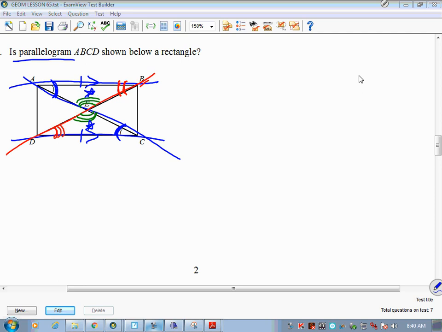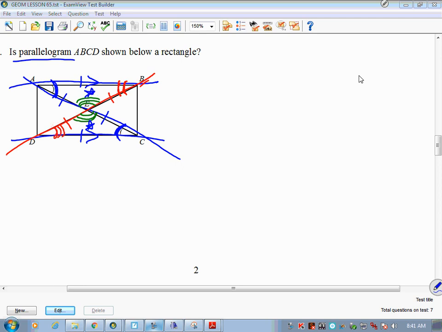And what's interesting about that is that now that I know that these two triangles are congruent, corresponding parts of congruent triangles are congruent. So what I know is that this length right here, DE, has to be congruent to BE. And I know that this side right here has to be congruent to this side right here. Okay, and because the diagonals are congruent, then we know that this is a rectangle.